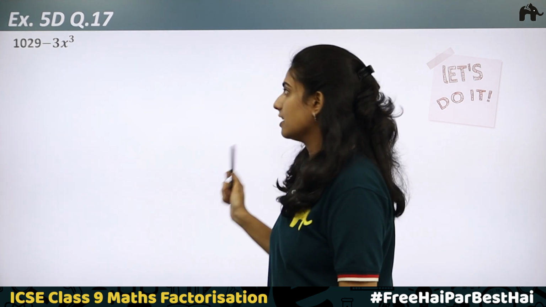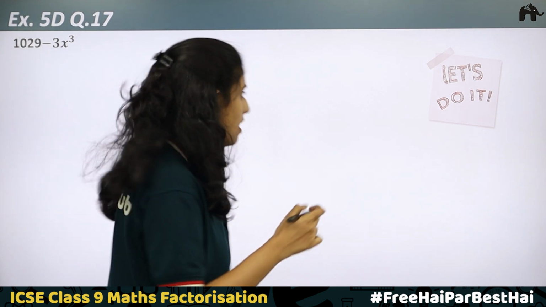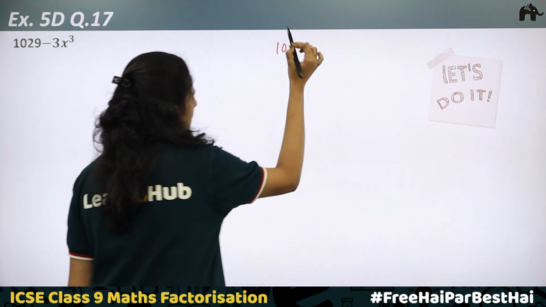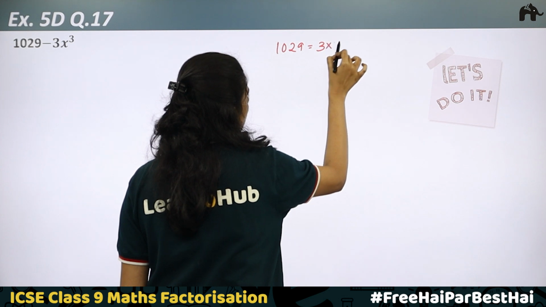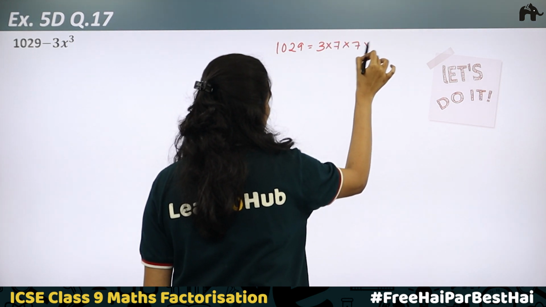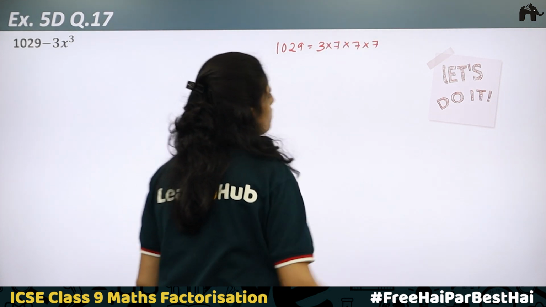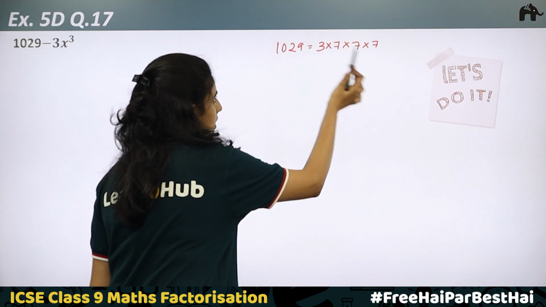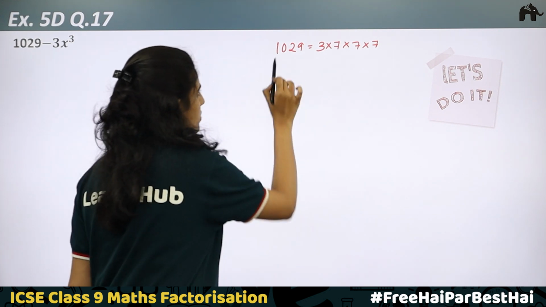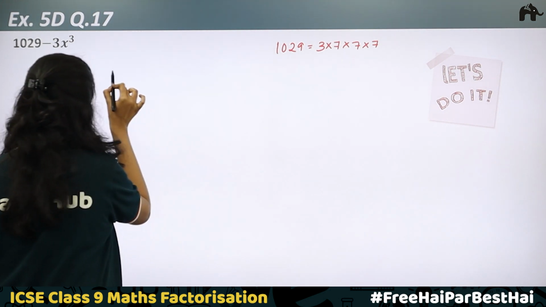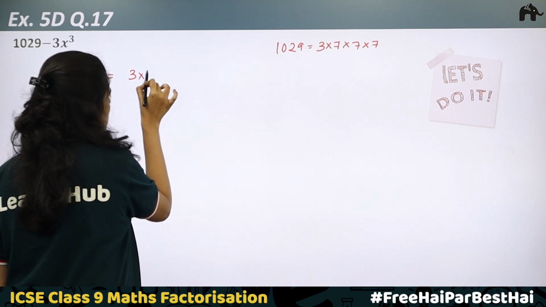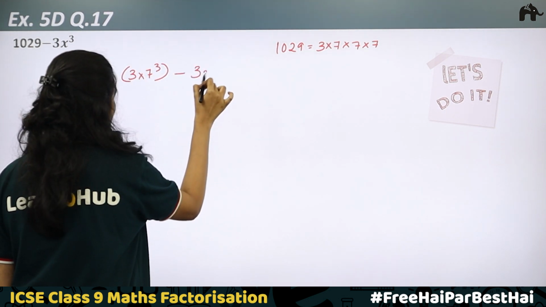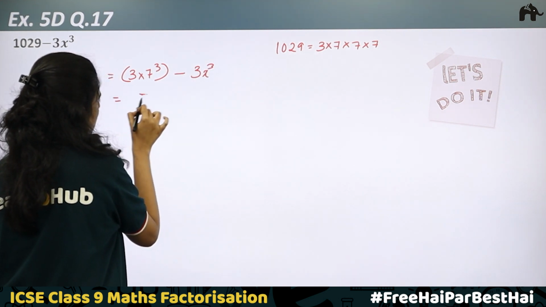Question 17 of exercise 5D. 1029 minus 3x cube. So, how can you write 1029? We'll write the prime factorization of 1029. 1029 is equal to 3 into 7 into 7 into 7. So, 7 into 7 is 49 and 49 into 7 is 343. 343 into 3 you will be getting 1029. So, here you have 3 into 7 cube minus 3x cube. Now, 3 is common. 3 can be taken out.